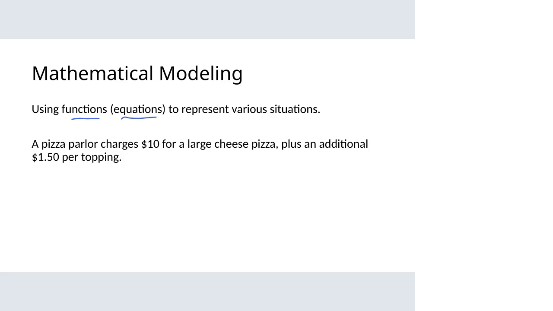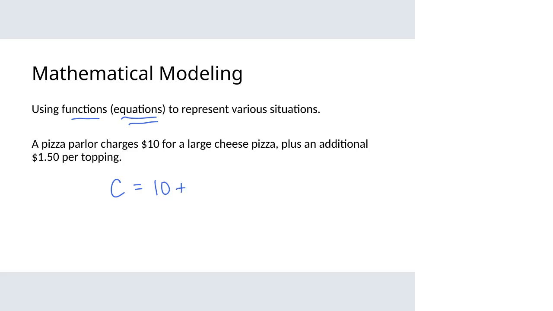A pizza parlor charges $10 for a large cheese pizza plus an additional $1.50 per topping. We want to come up with a model, an equation that would give us the total cost of any pizza. And so what we'd want to do here is maybe say C for the cost. And the cost will be, well, it's $10 right away. And then we're going to add to that $1.50 for every additional topping.